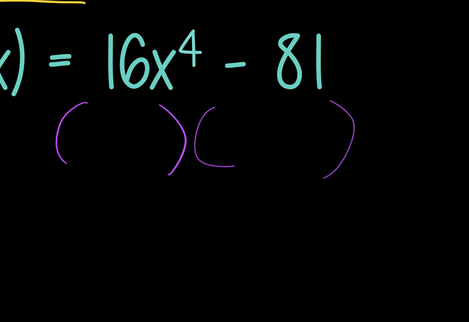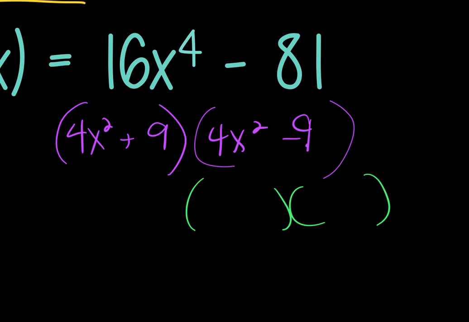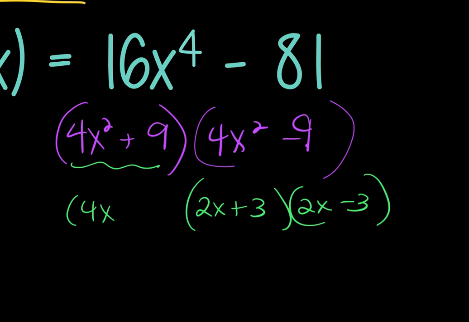I would square root both, so 4x squared and 4x squared, and plus 9 and minus 9. Can I keep going? Good. So this one gets factored again to 2x plus 3 and 2x minus 3. Can I factor the first one? No, it's not the difference of two squares. So now from here, I'm going to split and solve this.